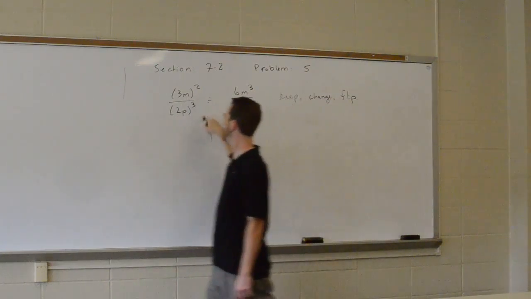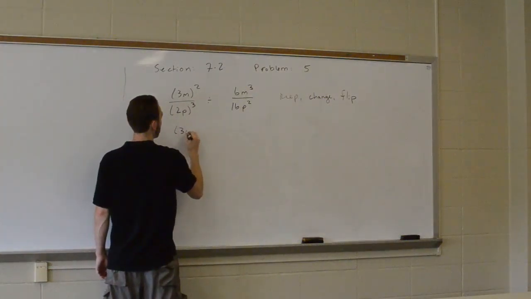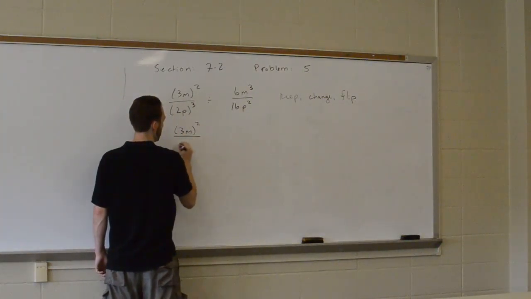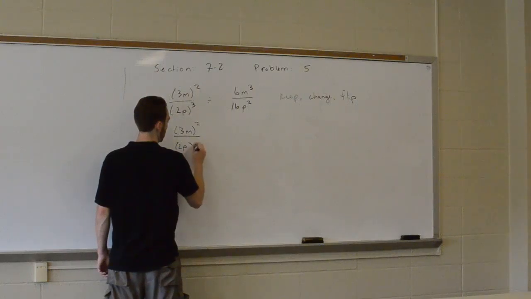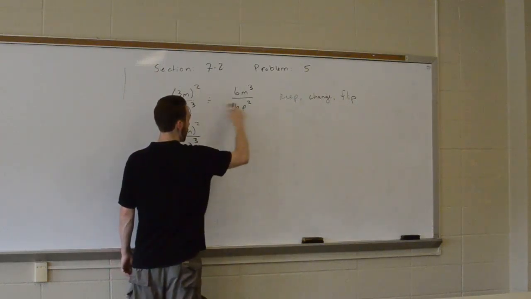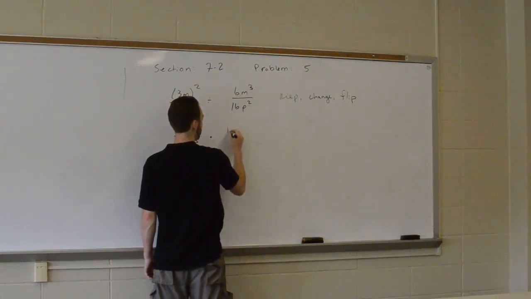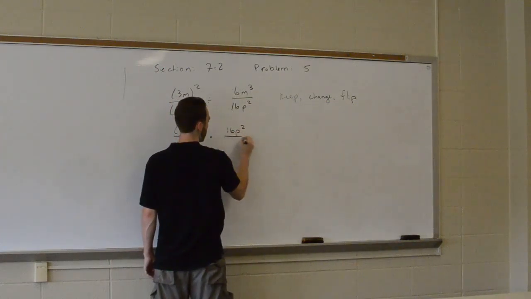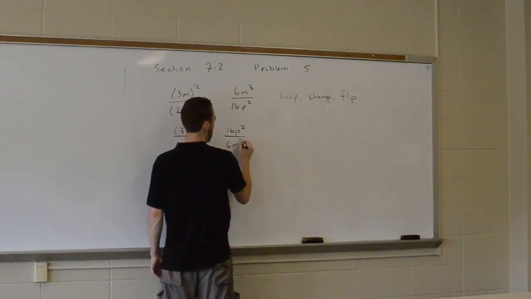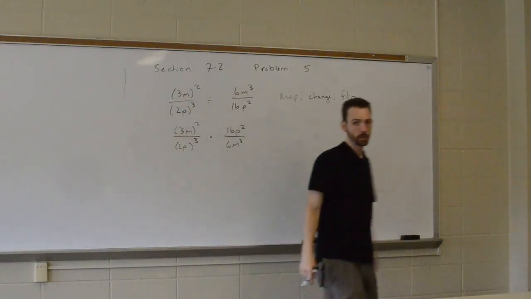So that means we keep the first one the same, 3m squared over 2p cubed. We change division to multiplication, and we flip the second fraction. So we got 16p squared on top and 6m cubed on the bottom.